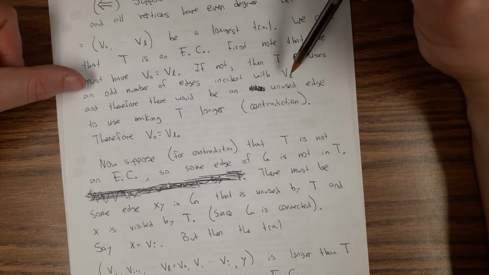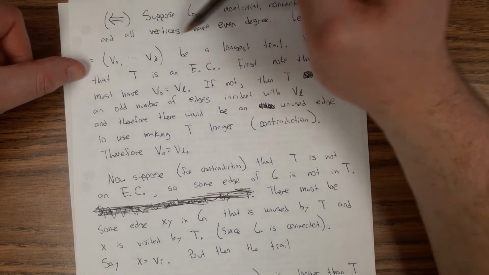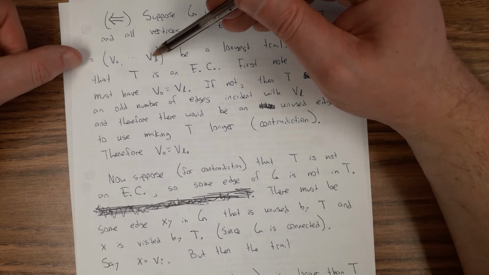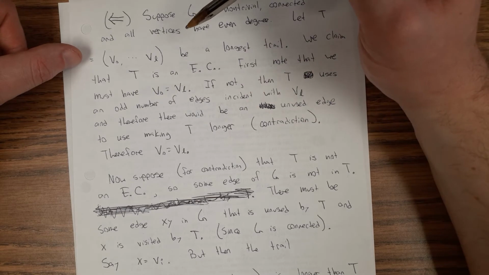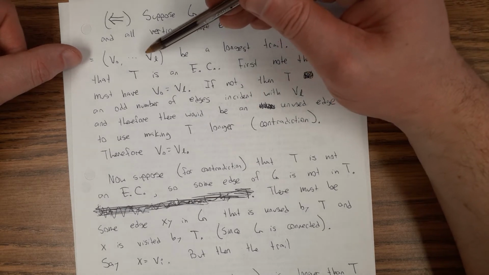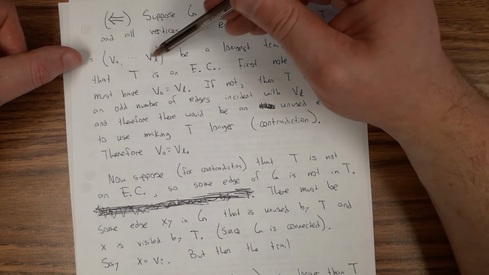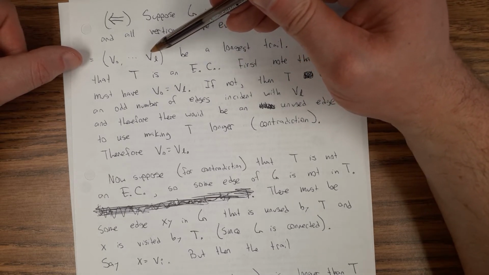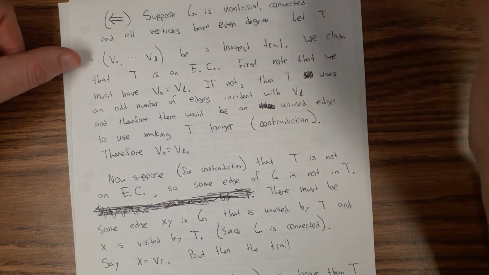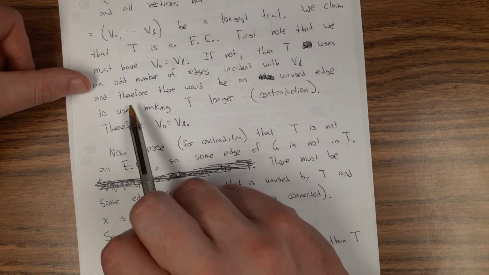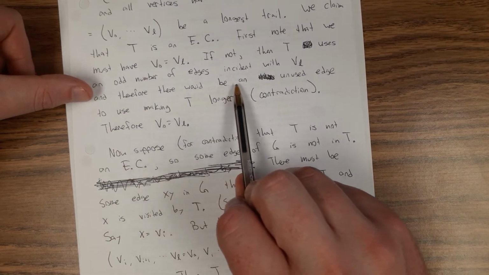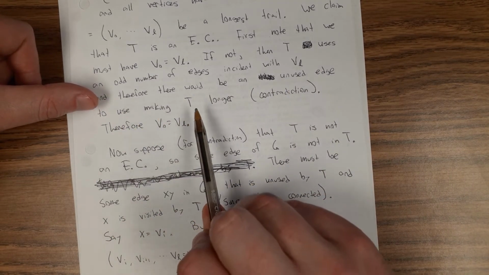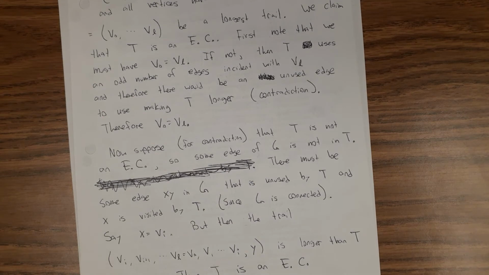But we know that VL has even degree because all vertices have even degree, meaning that this trail hasn't used all of the edges that touch VL. There's an even number of edges that touch VL, and we've only used an odd number of them. So there must be an unused edge. Yeah, so that's what I'm saying here. There would be an unused edge that I could use to make T longer.